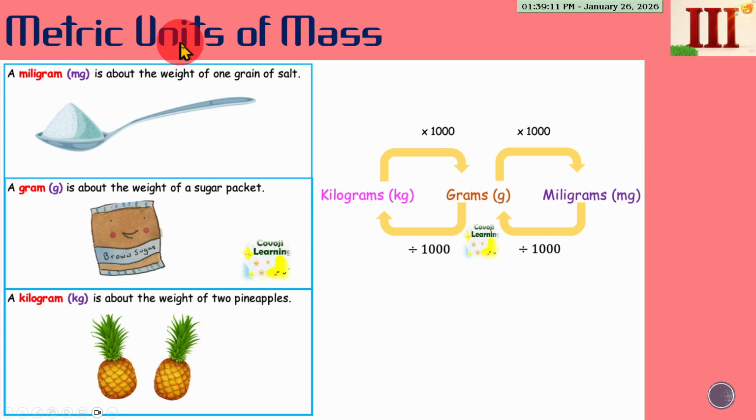And the metric system has milligrams, grams, and kilograms. The gram is the standard unit. If you have 1,000 milligrams, you will end up with a gram. I mean, if you took a gram and split it into 1,000, you have a milligram. These are very small, about the weight of 1 grain of sand. A gram weighs about a sugar packet. And if you wanted to know what a kilogram is, if you hold 2 pineapples in your hand, that should do the trick.